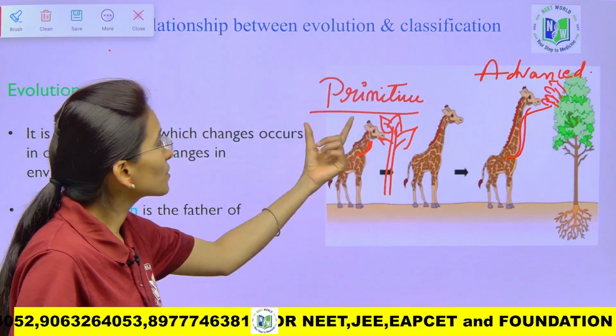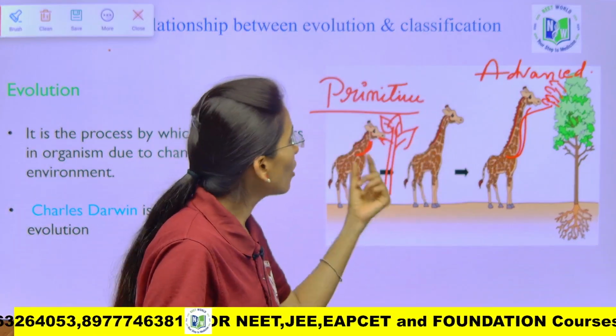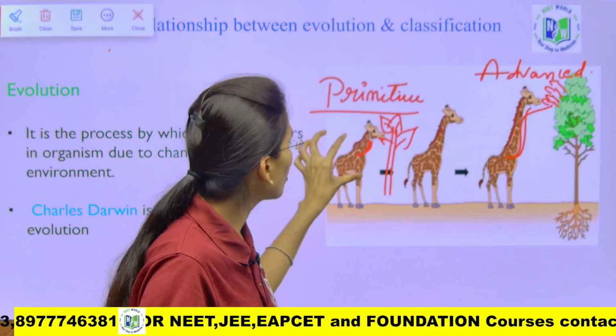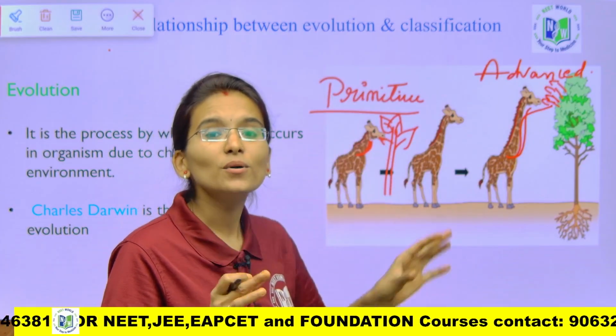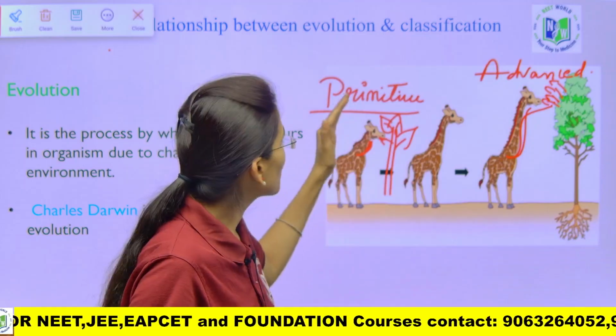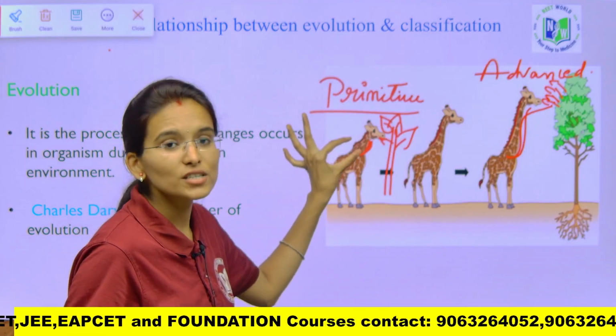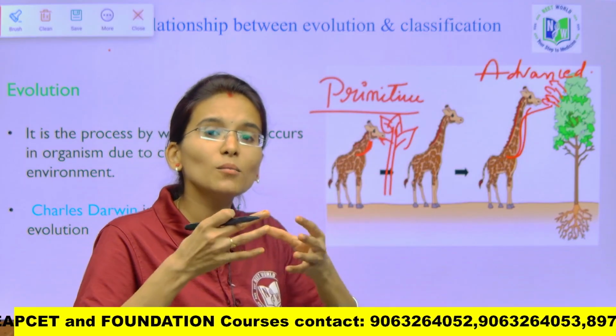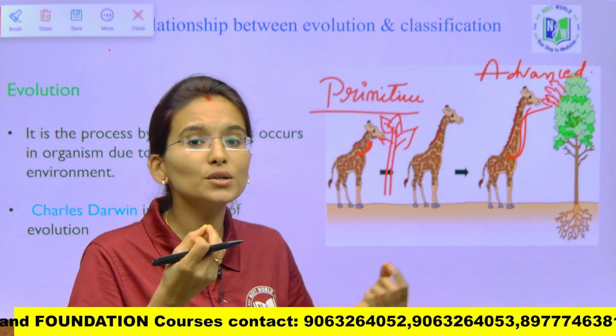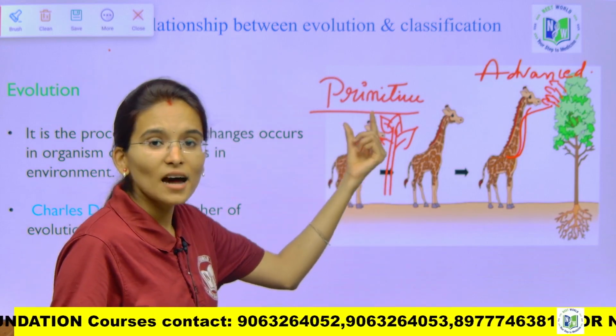But when we see the primitive type, it cannot extend its neck to consume all the branches. In the primitive type, the neck of the giraffe is very short, so it can consume only the leaves and branches which are closer to this particular neck and mouth, students.